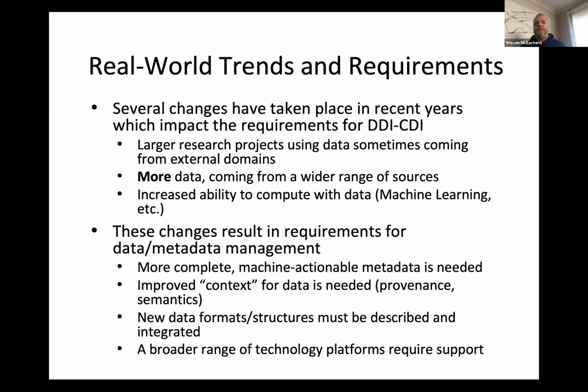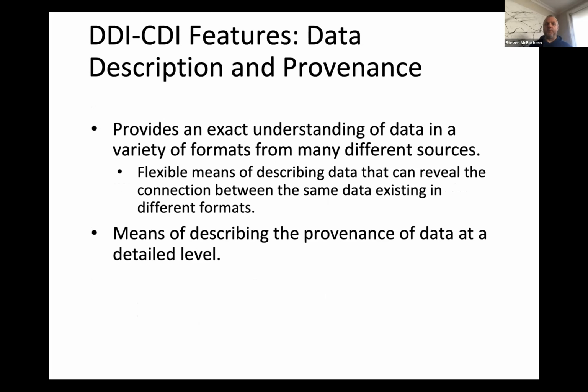What we've been seeing is larger research projects, a broader volume of sources, and an increased need for computing with data. And Sasha talked a little bit about that yesterday as well. So the demands on machine-actionable metadata have certainly been growing, both for actioning and accessing the data itself, and for describing provenance. That's the intent of this standard. So the orientation of this is around description and provenance.